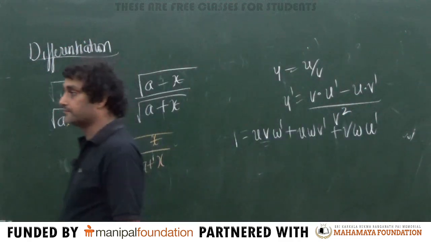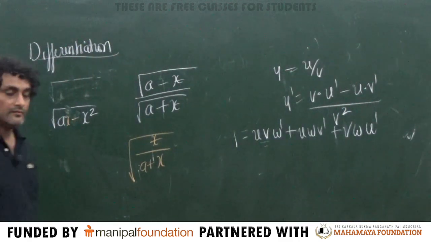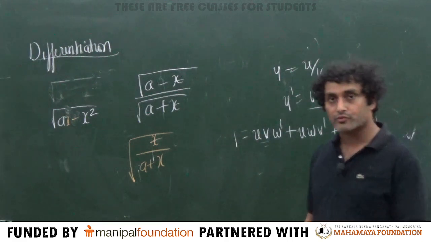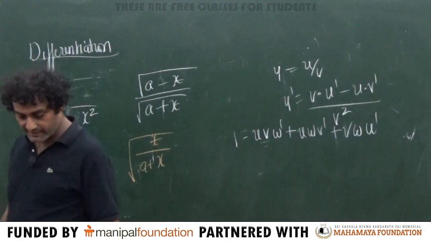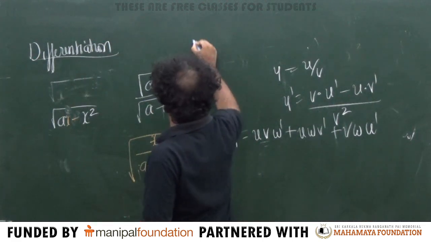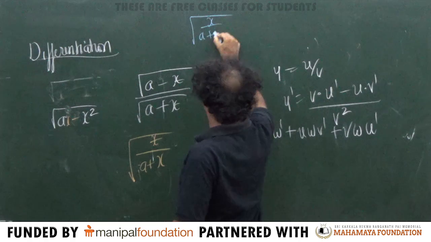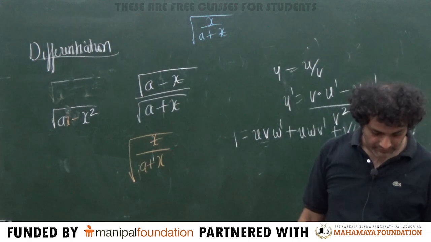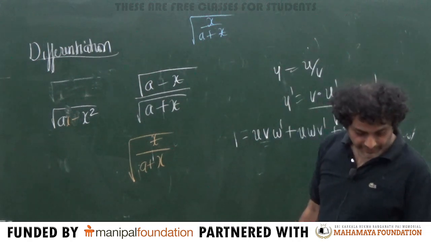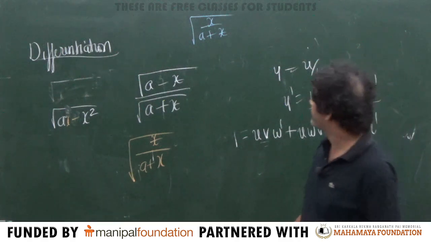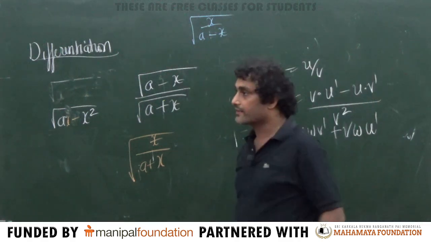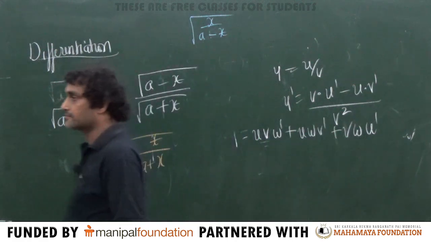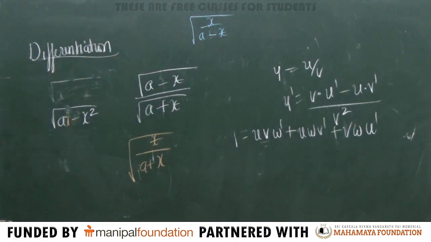Last one or two. Root of x divided by a minus x, if you have a minus x. If you have that, what to do? Put x equal to a sine square theta. Put x equal to a sine square theta.